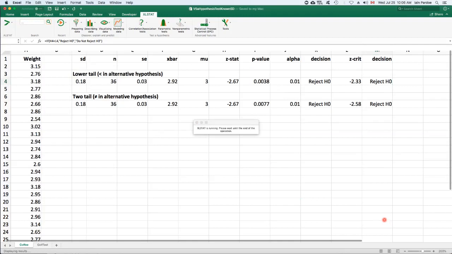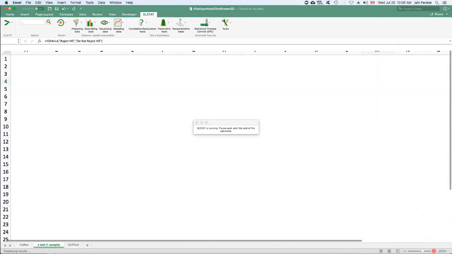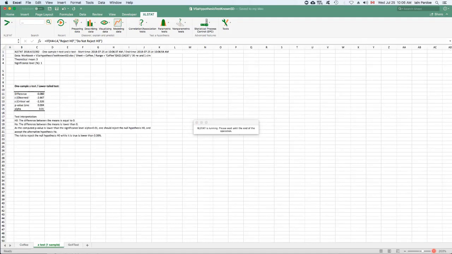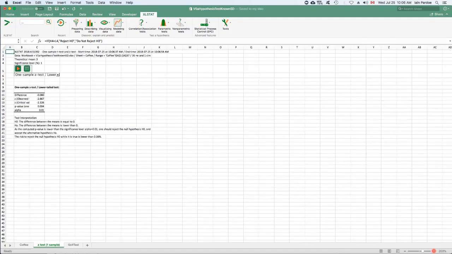It does its calculating. And then once it displays, we'll see if we get the same results we got by hand. So we got a test statistic of minus 2.67, I think it was, and a p-value of 0.0038.